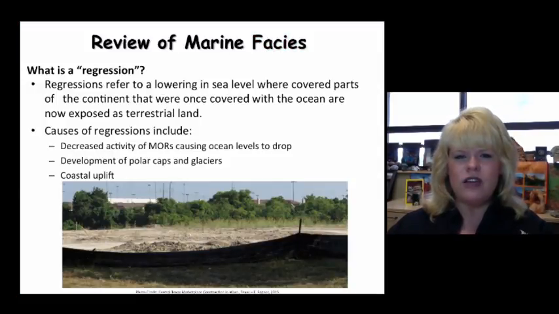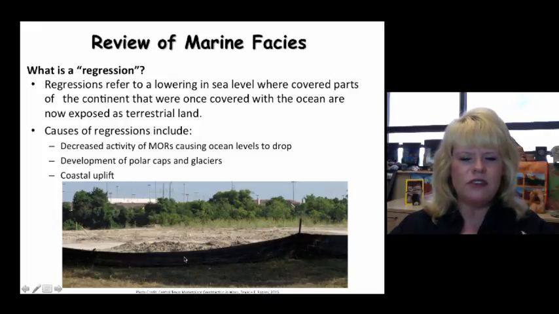So areas that were covered by the ocean are now exposed. And when that happens, as they become exposed terrestrial land, habitats can move. And so this is just a construction site, but this is kind of the image I'm wanting you to have, is the land's now vulnerable to erosion. So during a regression, we erase what has been laid down during a transgression.